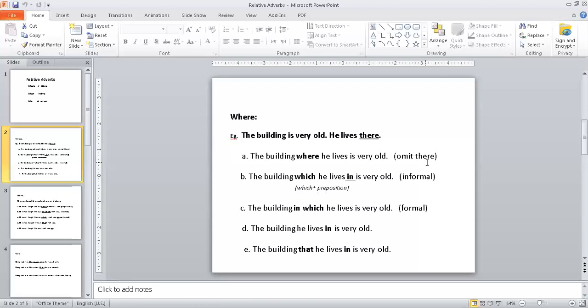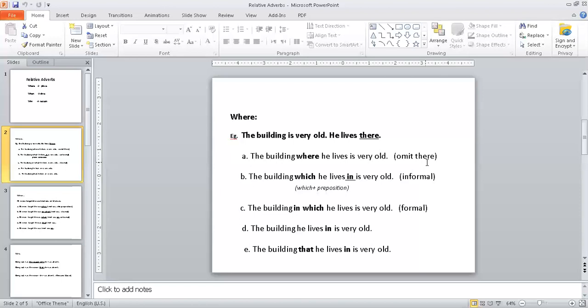Now, it's possible to use which instead of where in the above sentence. But we have to use which with a preposition to show a place. And the common preposition which shows a place is in. Notice the sentence now with which and a preposition in B. The building which he lives in is very old.